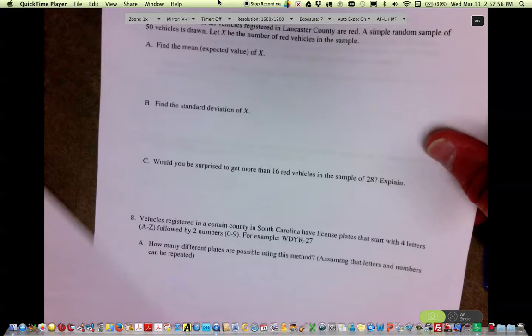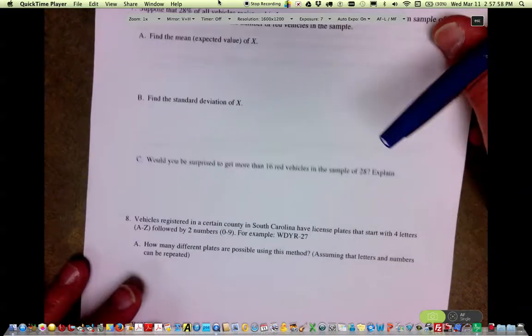Okay. All right, next one, 7. Suppose that 28% of all vehicles registered in Lancaster County are red.